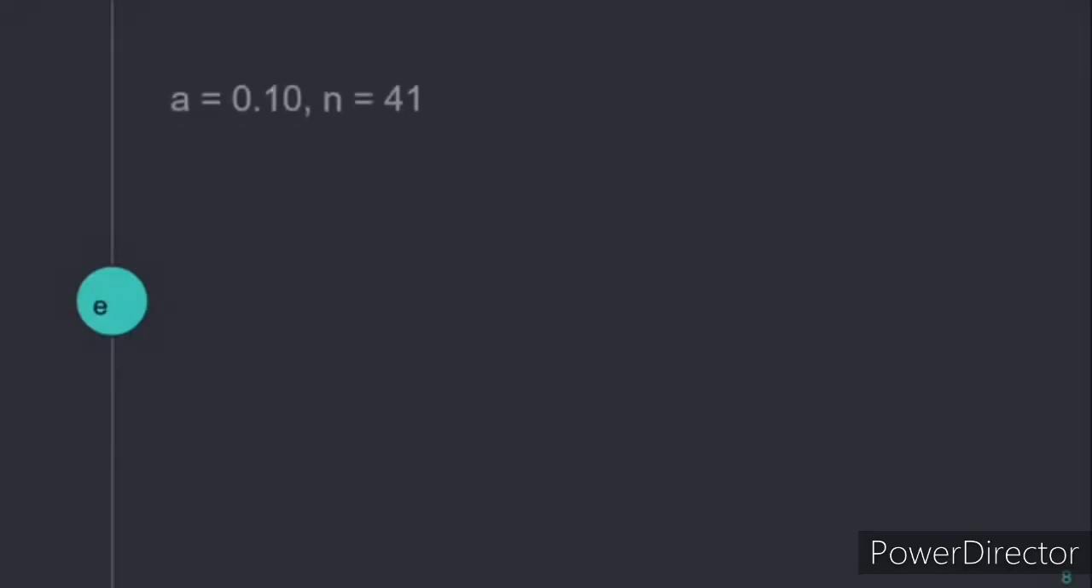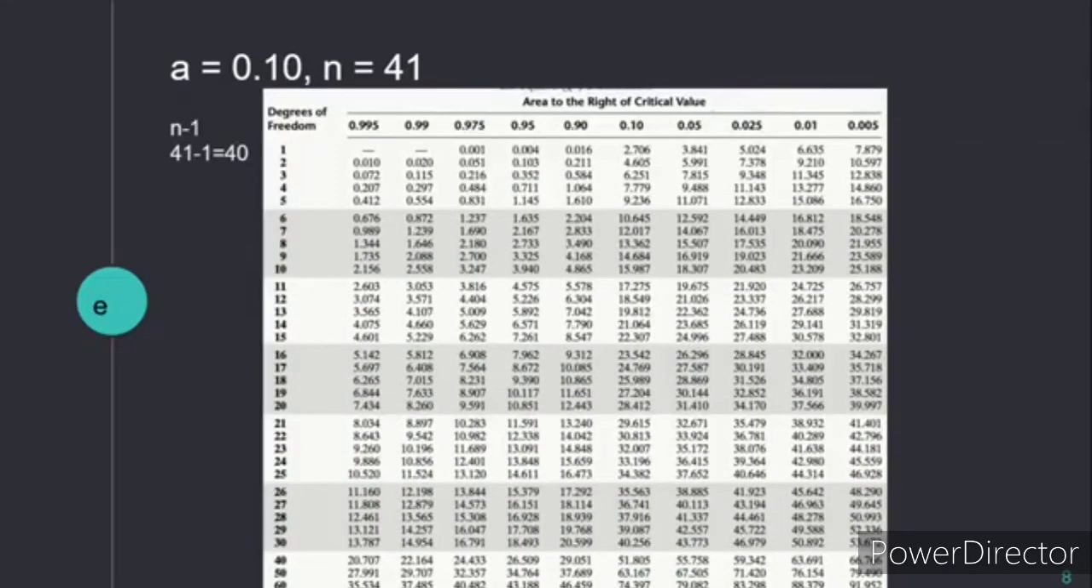Let's move on to the last, letter E. Alpha is equal to 0.10 where n is equal to 41. N minus 1 is equal to 40. So, chi-square right is equal to 0.10 divided by 2, equal to 0.05. Chi-square left, 1 minus 0.05 is equal to 0.95. And our degrees of freedom is 40.